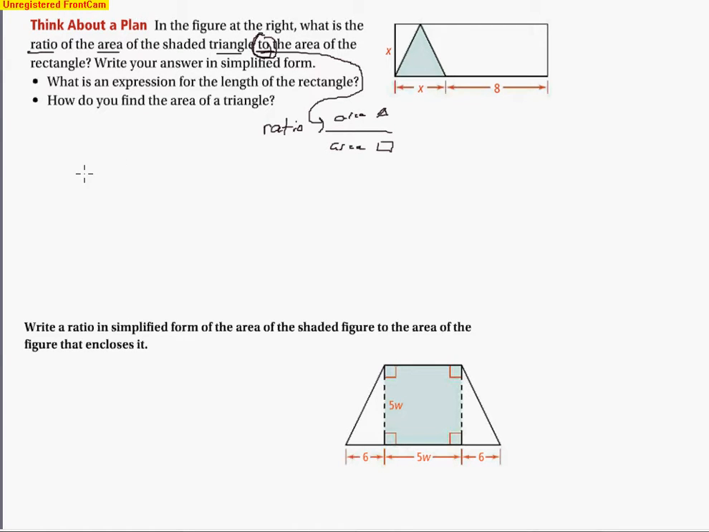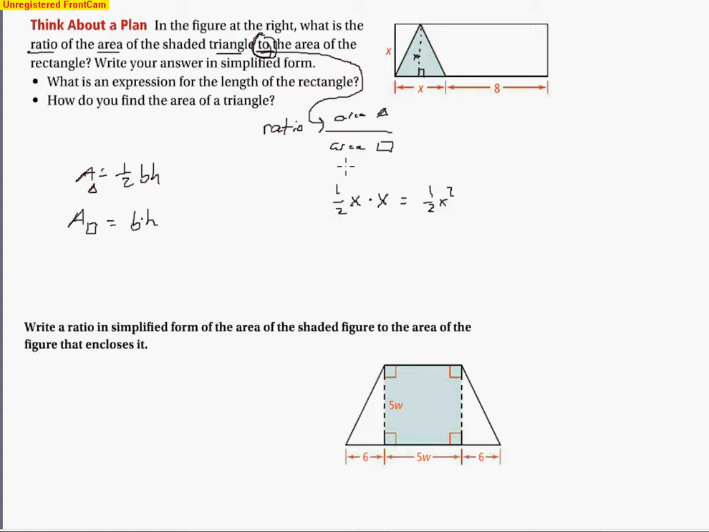And the area of a triangle is 1/2 base times height, where the area of the rectangle is just base times height. So let's start with the area of the triangle. So we've got 1/2 the base, which is x, times the height. Now the height ends up being x as well, because you see it goes from the top to the bottom. That makes a right angle, and that would represent the height, and that is x. So I can rewrite that as 1/2 x squared.